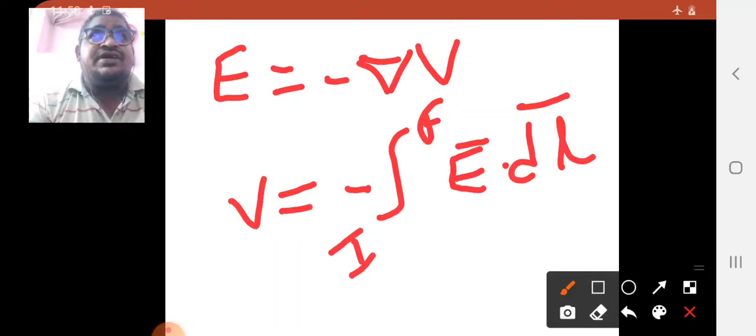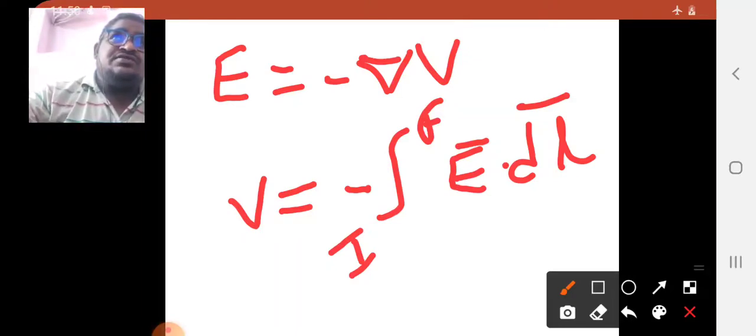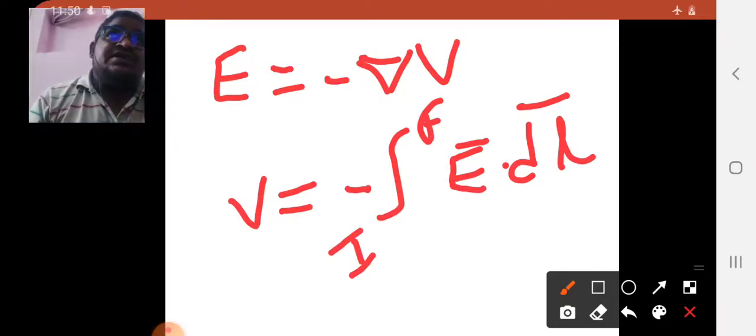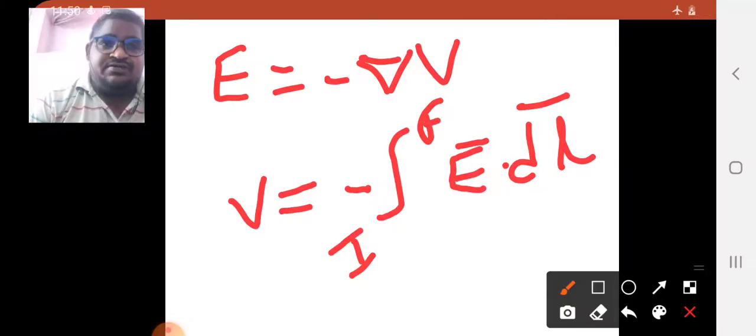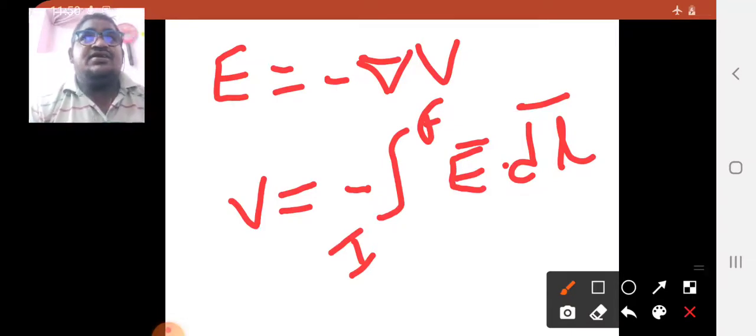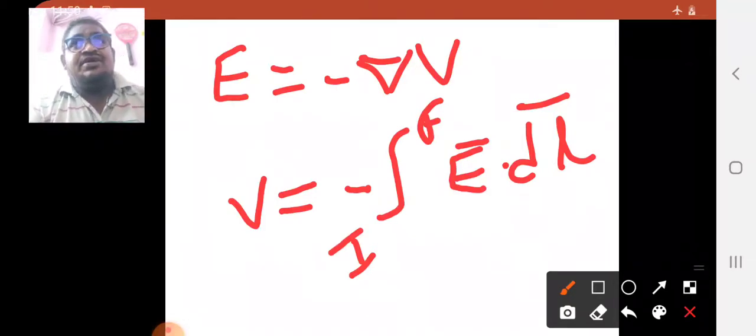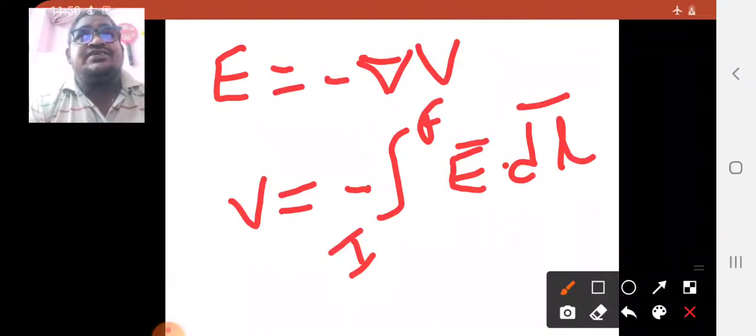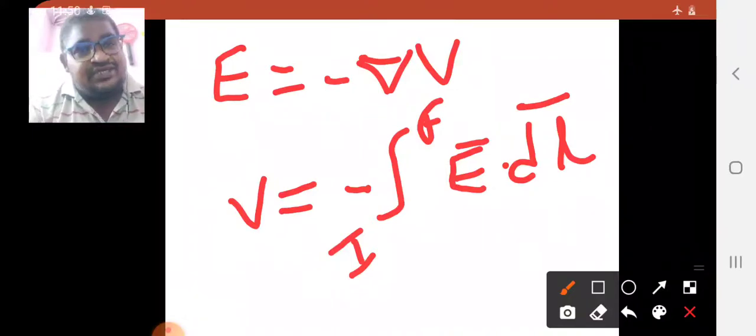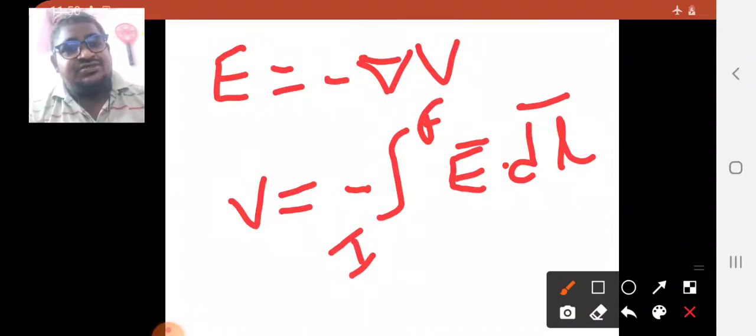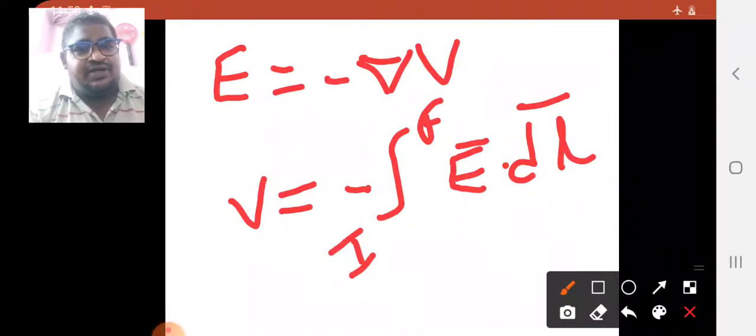So this is given by V is equal to minus integral initial to final E bar dot dl bar, where E bar is electric field intensity. Now we know the electric field intensity due to a point charge. What is the electric field intensity due to the point charge?